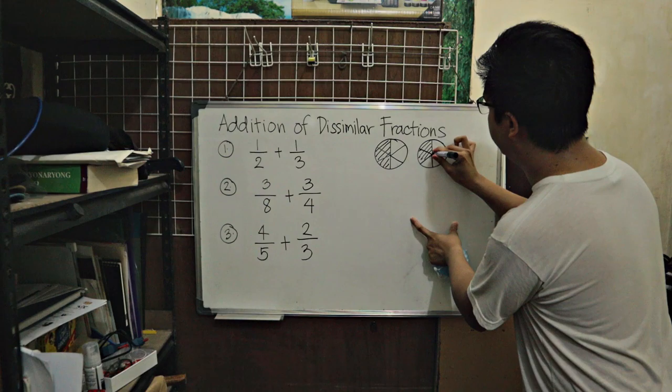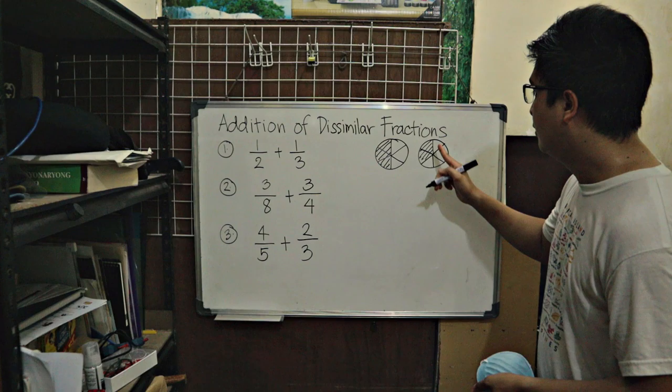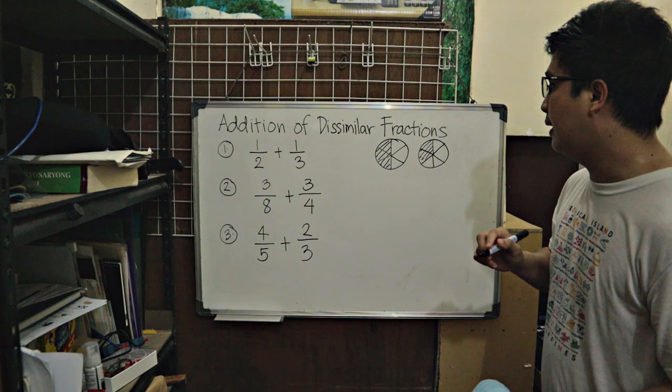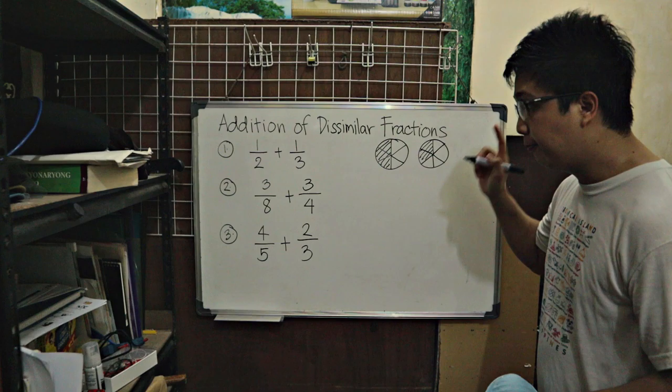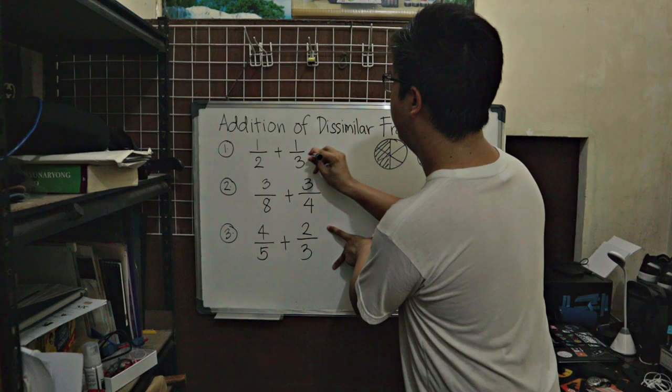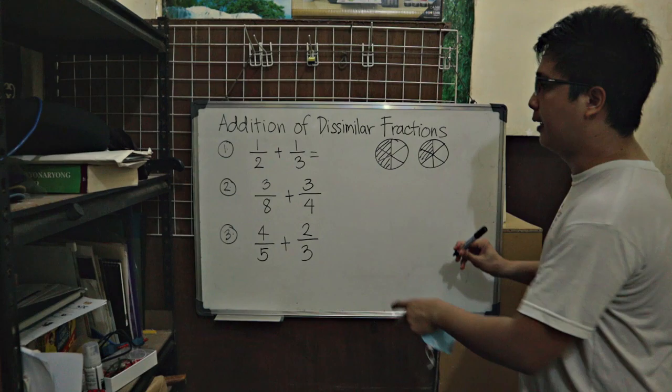Now, as you can see, this is the same as 2 parts out of 6, or 2/6. Kung makita mo sila, parehas na sila sa buong denominator. 6 equal parts. So we have 3/6 plus 2/6. And pwede na siya ma-add parehas sa mga similar fractions. So paano na siya? 1/2 plus 1/3. The total number of equal parts is now 6.